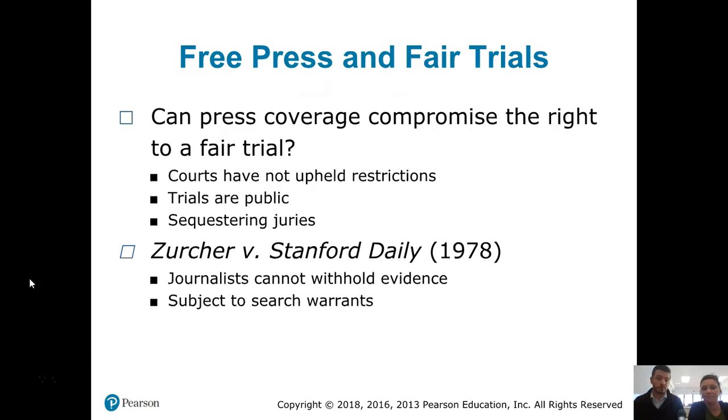Again, they are definitely subject to search warrants, and this basically says that they have to provide any evidence they have. They cannot withhold any of that from the police. Again, that's not required though.